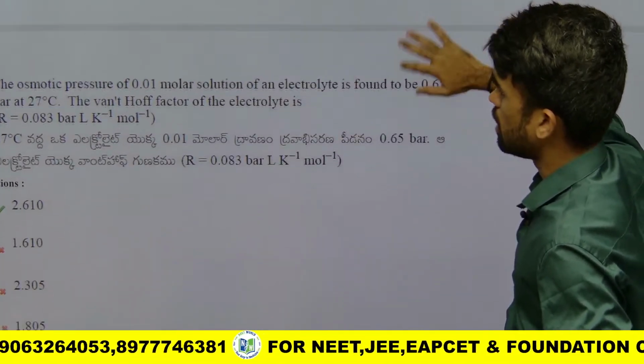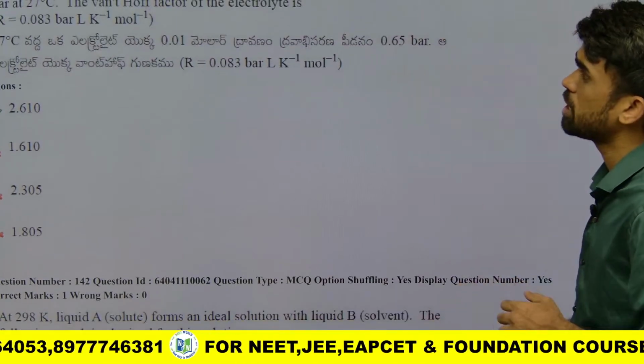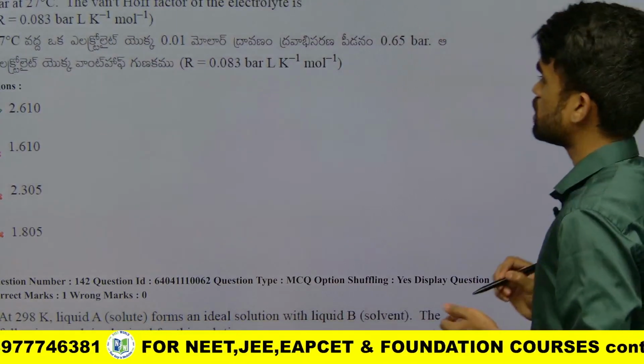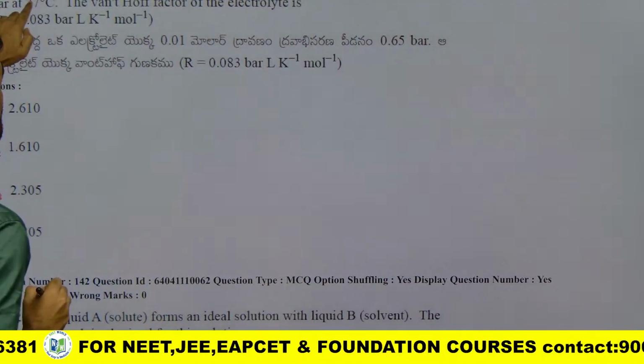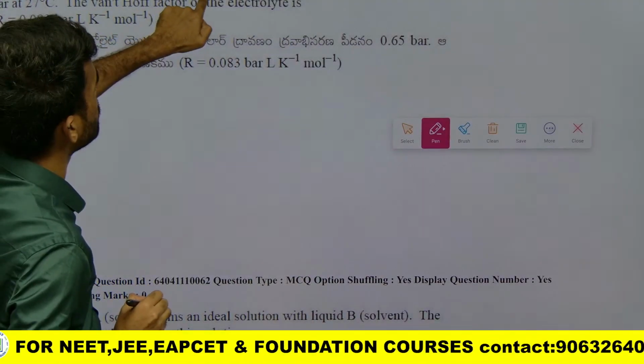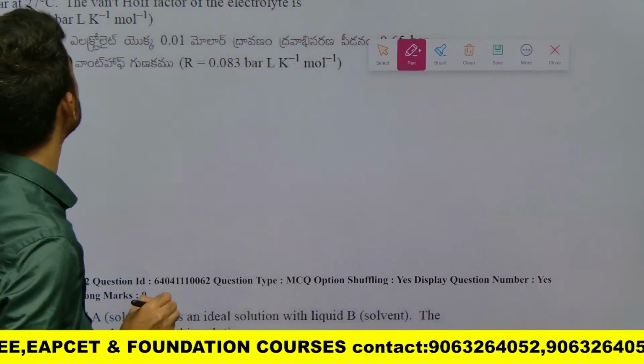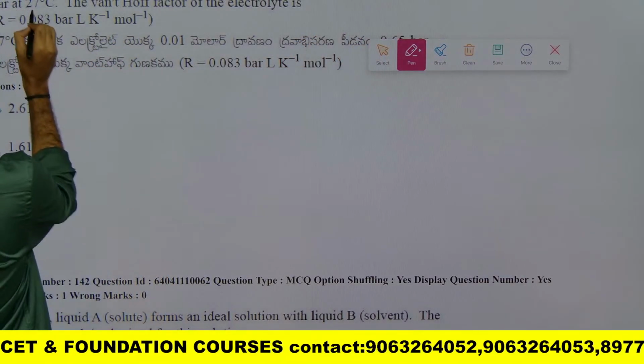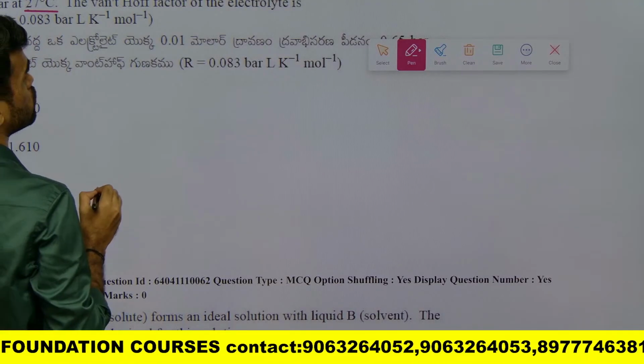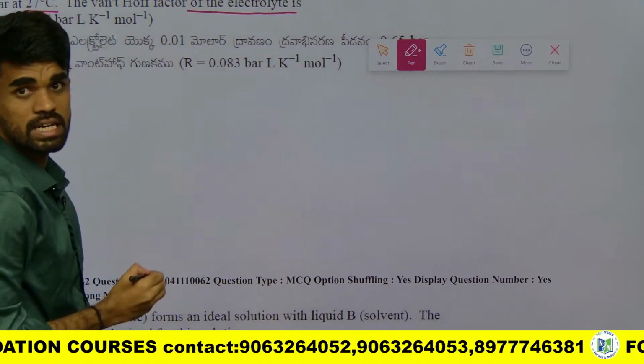Here we have a question from osmotic pressure. How can we do this? The osmotic pressure of 0.01 molar solution of electrolyte is found to be 0.65 bar at a temperature of 27 degrees Celsius. What is the van't Hoff factor for this electrolyte?